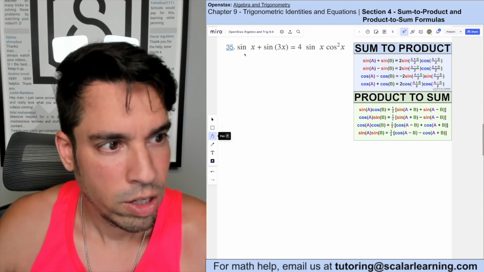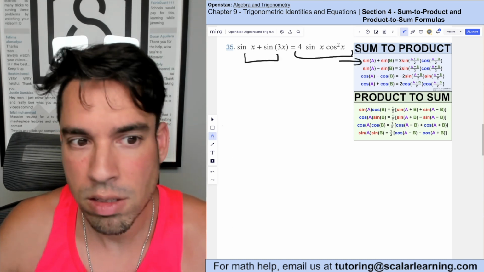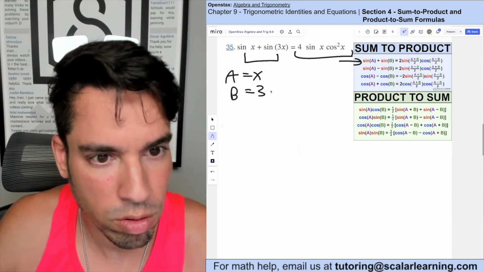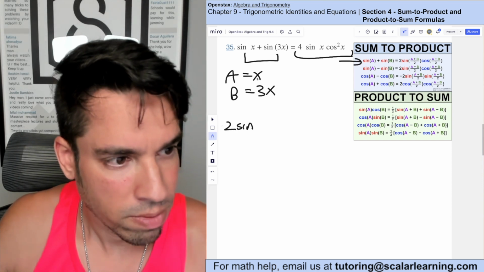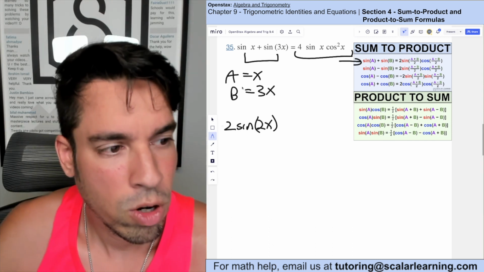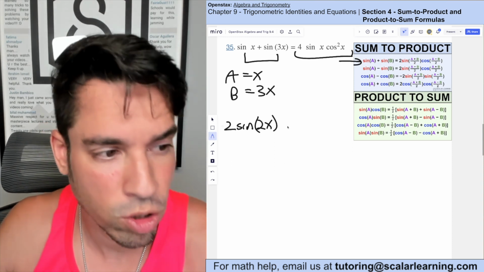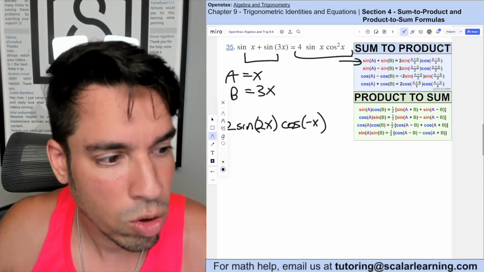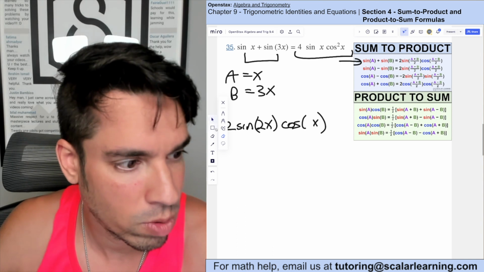Done. For this one here, we got sine plus sine. So I'm going to use this formula and see if we can get this to verify the identity. So I'm going to set a equal to x and b equal to 3x. All right. Here we go. So it becomes 2 sine of a plus b divided by 2. That'd be 4x divided by 2 is 2x. And then we have cosine of a minus b divided by 2. x minus 3x is negative 2x divided by 2 is negative x. So we have cosine of negative x. Now again, cosine is an even function, which means cosine of negative x is the same as cosine of x. So we can just get rid of the negative.